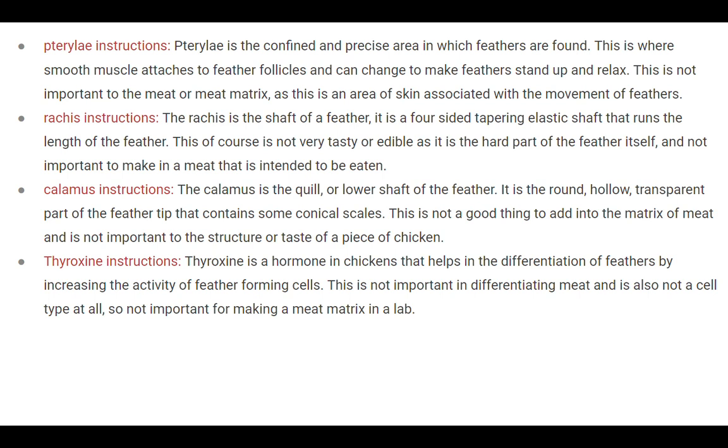Thyroxine is a hormone in chickens that helps the differentiation of feathers by increasing activity of feather-forming cells. This is not important in differentiating meat. It is important in differentiating feathers, so it is not important to the meat or the meat matrix. It's also not even a cell. It is a hormone, a chemical, so it would not be that useful and not important to add to our meat.